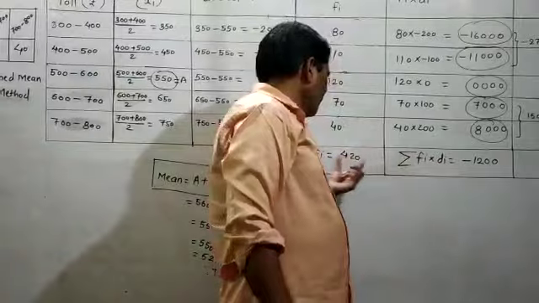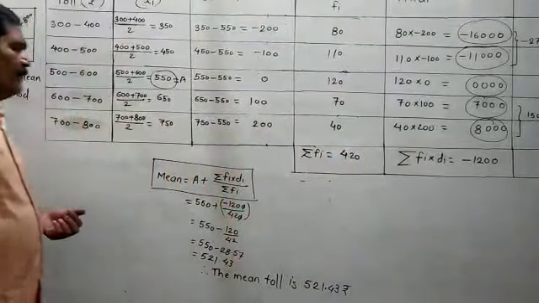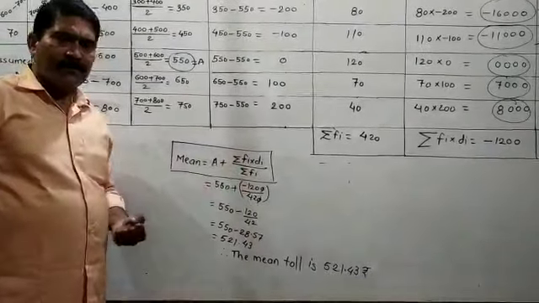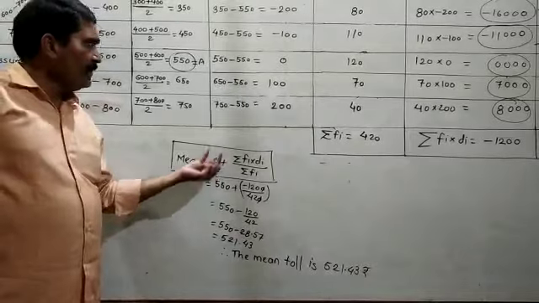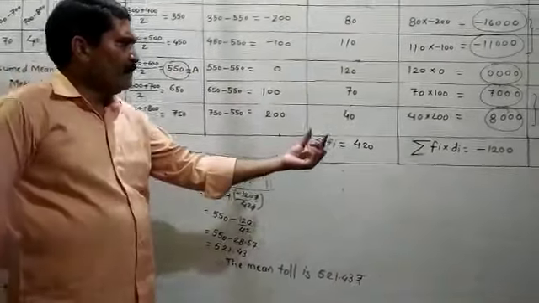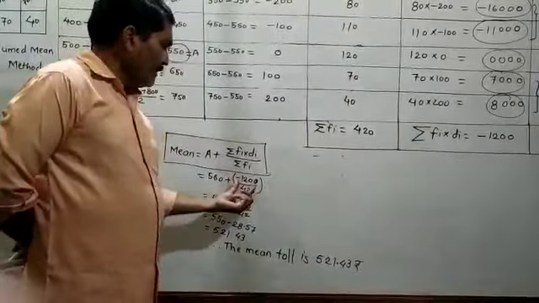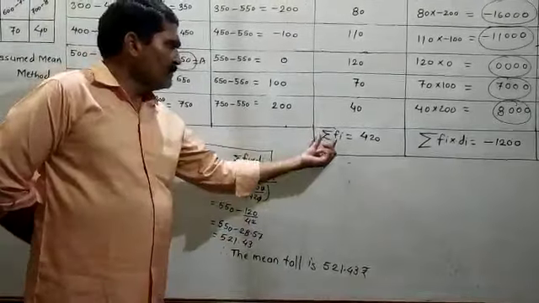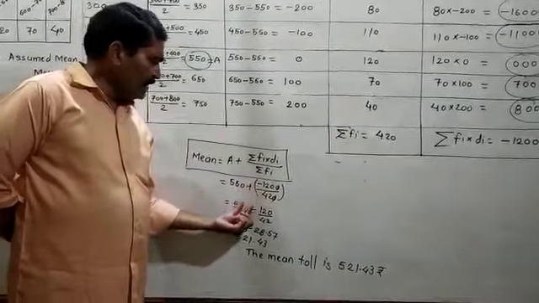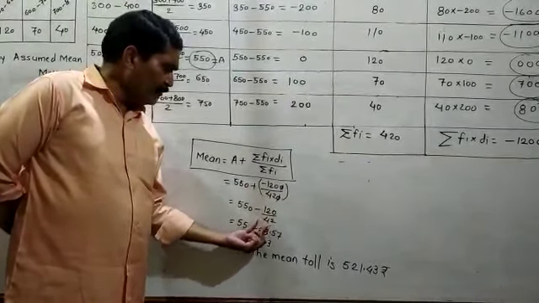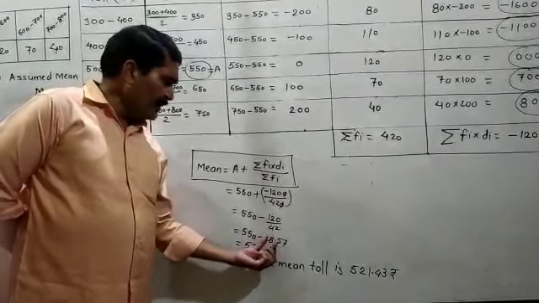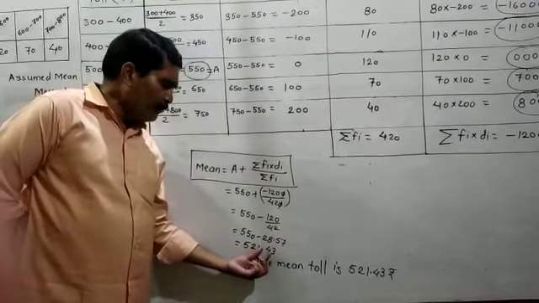This is the Fi Di, this is the Fi. You have to find the mean by the assumed mean method. So mean is equal to A plus sum of Fi Di upon sum of Fi. Then mean is equal to 550 plus minus 1200 divided by 420. Strike off this 0. Plus multiplied by minus is minus, so 120 upon 42. 120 divided by 42 is equal to 28.57. 550 minus 28.57 is equal to 521.43.